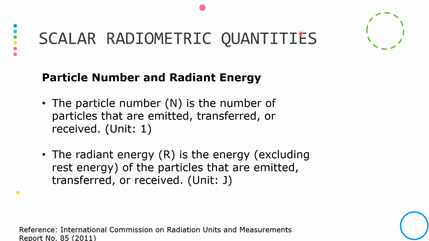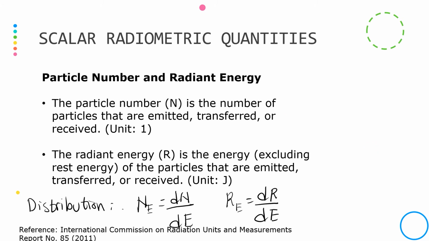The specification of the radiation field can be discussed by differentiating both N and R with respect to time, area, volume, direction, or energy. We will describe N and R, these two quantities here, in terms of their distribution. The distributions N sub E and R sub E of the particle number and the radiant energy with respect to energy are given by the following, where dN is the number of particles with energy between E and E plus dE, the infinitesimal dE, and dR is their radiant energy.